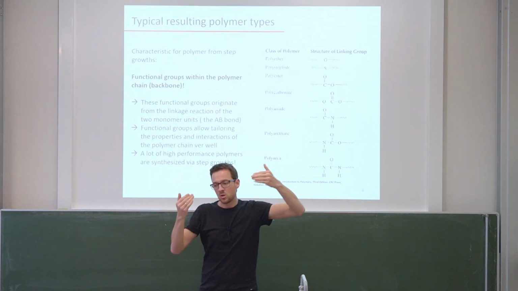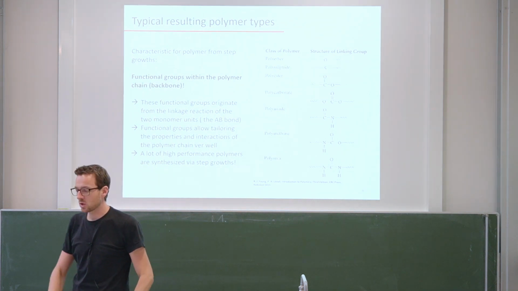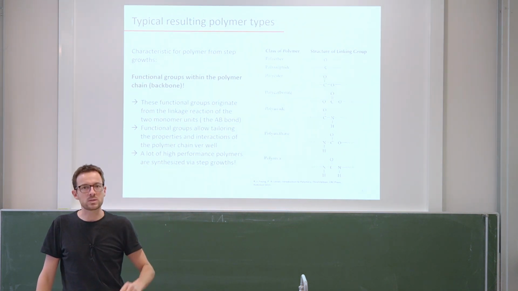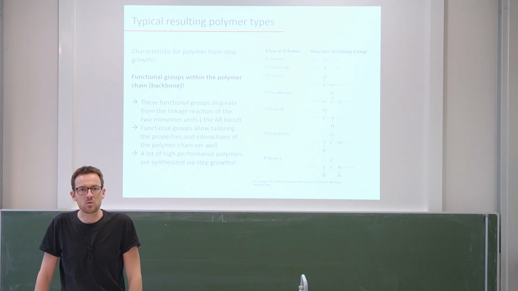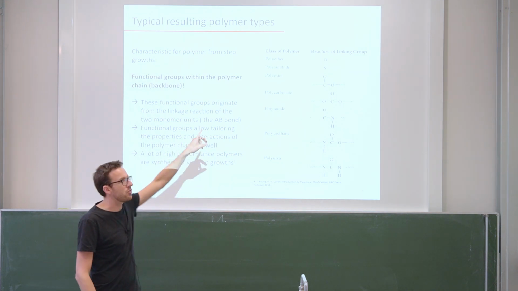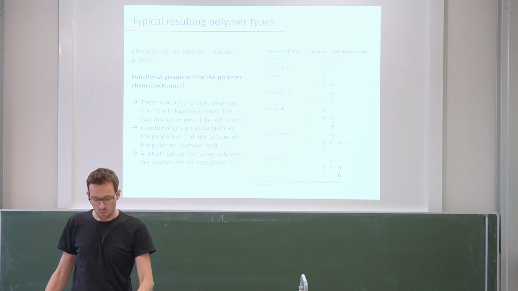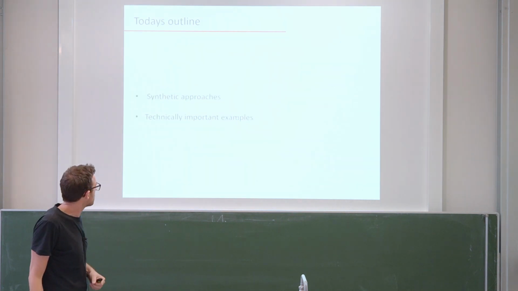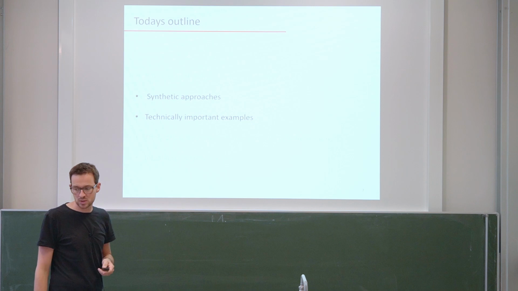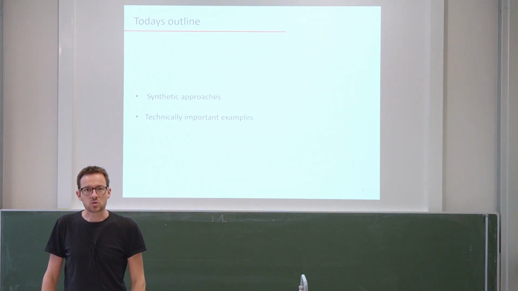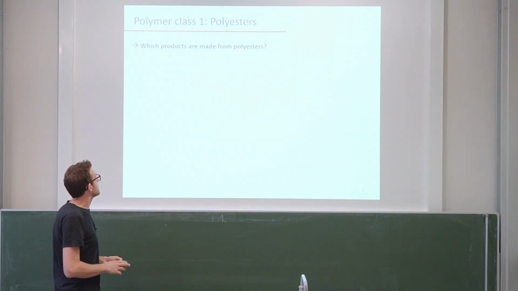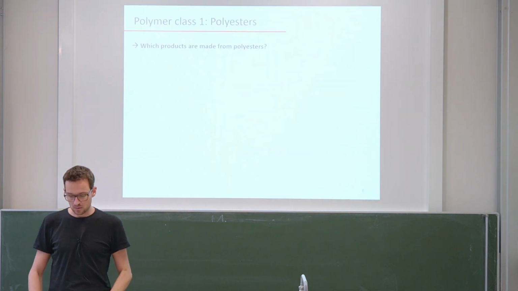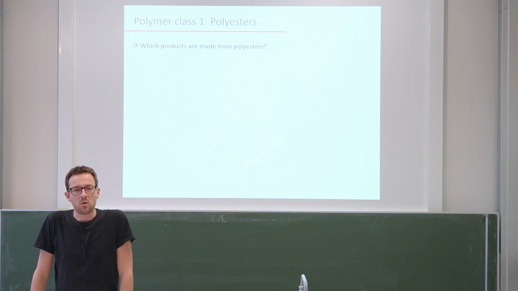You can already picture that each of them has been synthesized by merging two mutually reactive functional groups, and we will now go through this overview step by step, and I will introduce you to the different reactions that lead to the formation of polyesters, polyamides, polyurethanes, and so on. This will lead us to the synthetic approaches and directly give technologically important examples. We will start with polyesters. Now take a minute, or maybe a second, and think about what kind of polymer products you know, or what kind of materials you know that are made from polyesters.